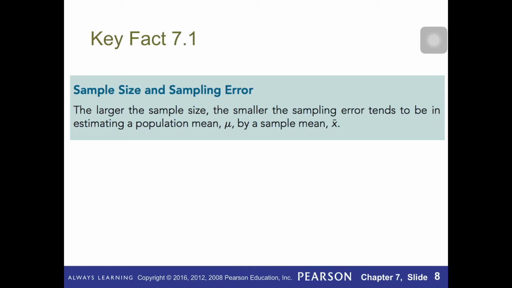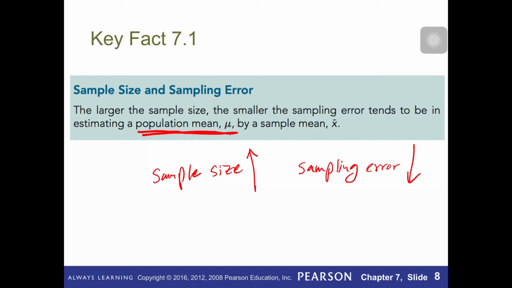Sample size and sampling error. When we increase the sample size, sampling error goes down. That helps in estimating the population mean. We are talking about the population mean, denoted by mu. So we can estimate the population mean mu by the sample mean x bar. X bar is the sample mean.